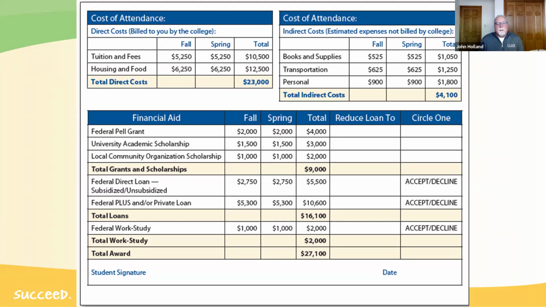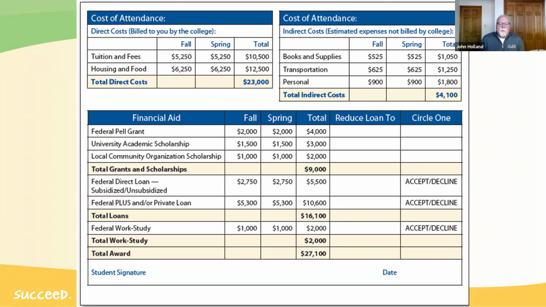Then we have indirect costs on your upper right, where these would include estimated amounts for books, transportation, clothing, maybe a pizza now and then. And these are estimated, so it can vary from student to student. I would suggest that if you're comparing colleges, you focus on the direct costs, because the indirect costs, again, would vary from college to college. They're usually around $4,000 or $5,000. And those are things that maybe the student and the parents could come up with through part-time employment or things like that.